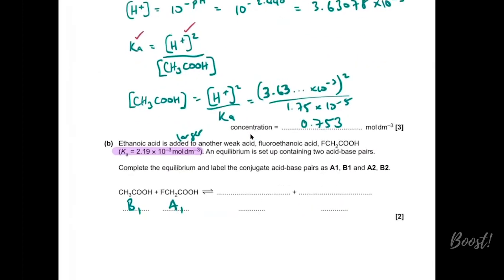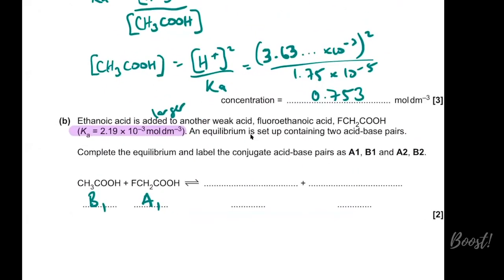Now the question wants us to complete the equation and then label the conjugate pairs. So CH3COO minus is what's going to happen. Oh, sorry, that's wrong. Focus on the acid first of all. So we're focusing on this first of all. That's going to be the thing that's donating the proton. So FCH2COO minus. So that's going to be our, I'm going to call it B1.